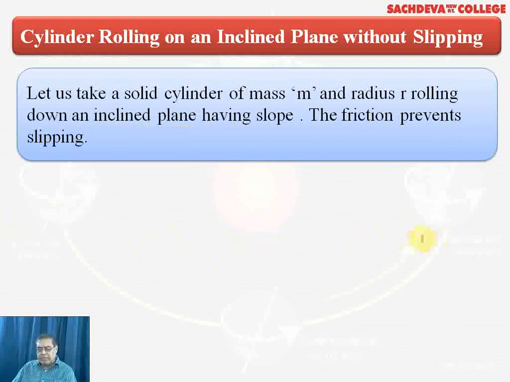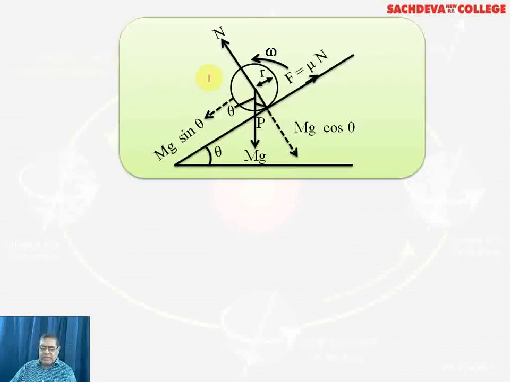The friction prevents slipping. So why is the slipping prevented? Because friction is in the opposite direction of the motion. Now we can see the figure. Weight is acting vertically downward. N is the normal reaction. Weight has two components, that is mg sine theta and mg cos theta. These are the two components of mg.